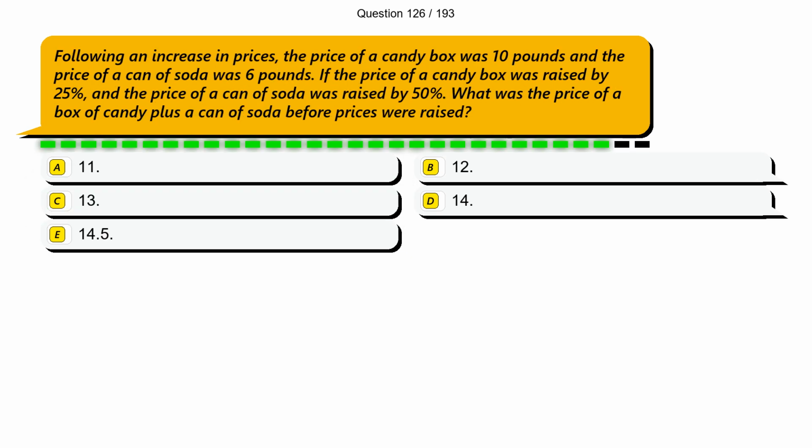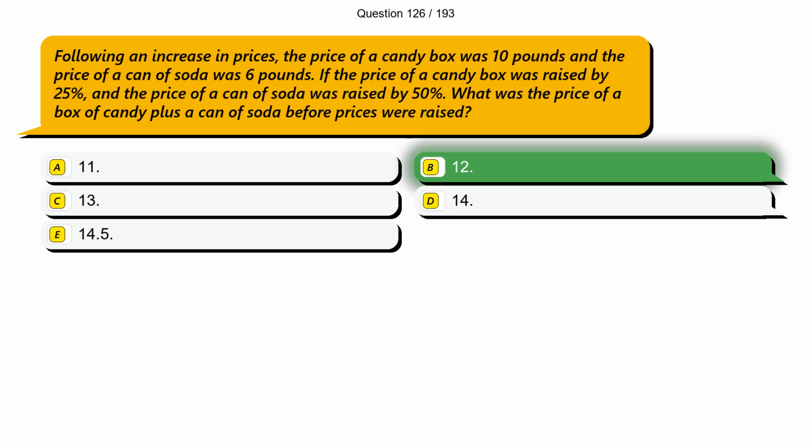Question 126. Following an increase in prices, the price of a candy box was £10 and the price of a can of soda was £6. If the price of a candy box was raised by 25%, and the price of a can of soda was raised by 50%, what was the price of a box of candy plus a can of soda before prices were raised? Option A 11, option B 12, option C 13, option D 14, option E 14.5.